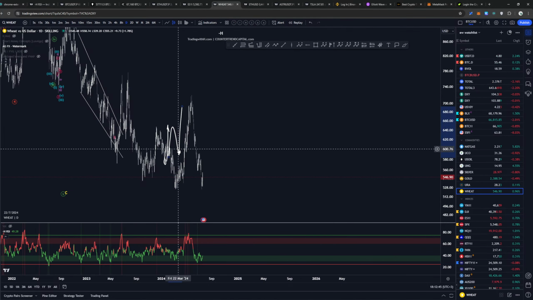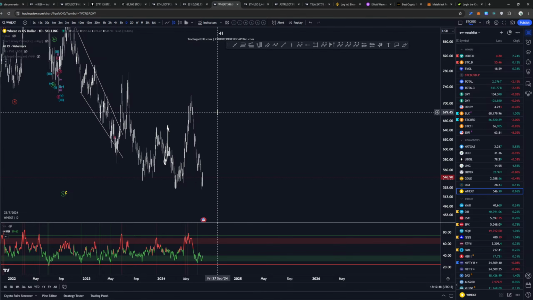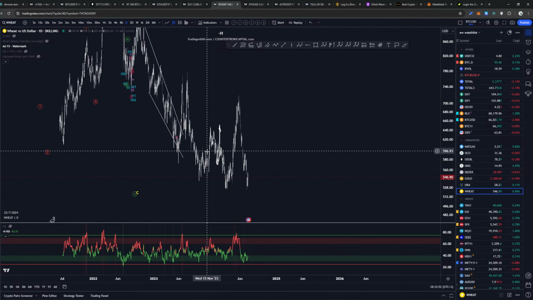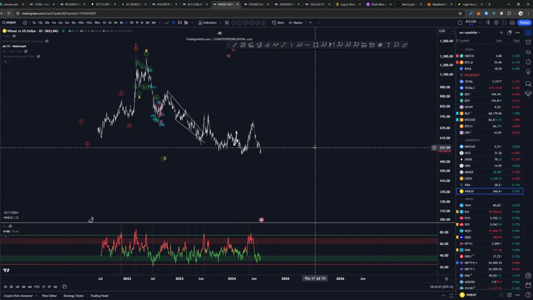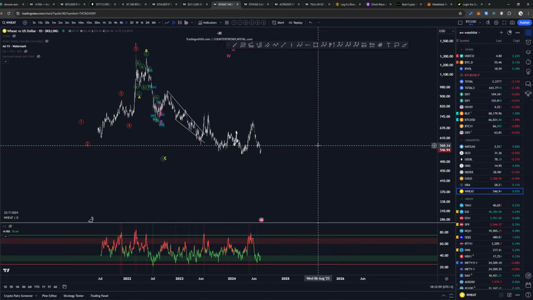Wheat creating some new lows. What on earth is this doing? I don't even know.